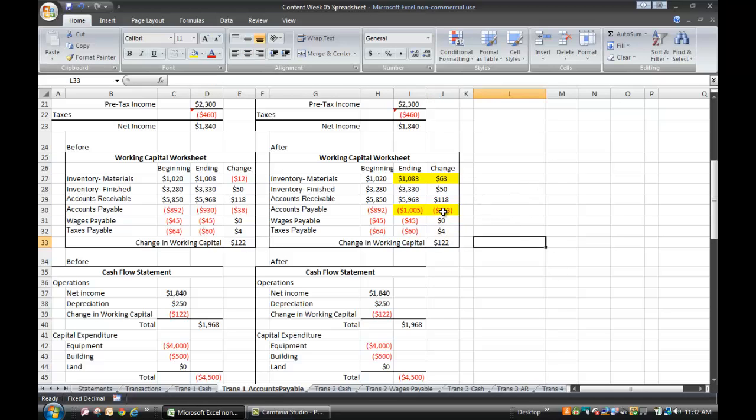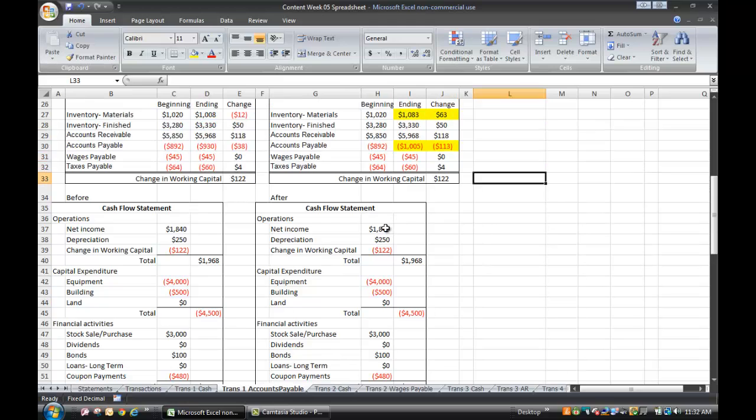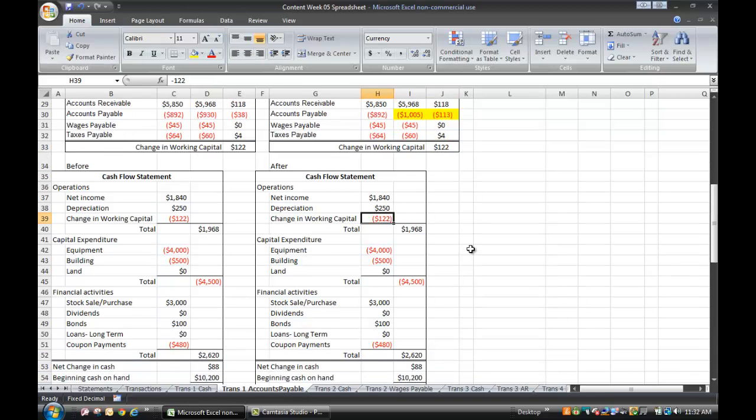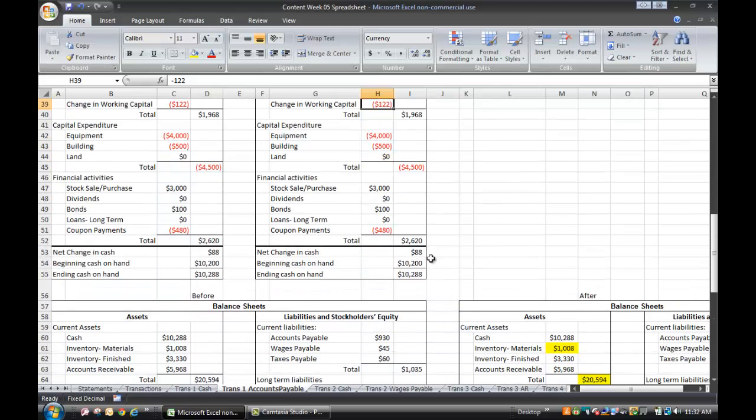We didn't pay anybody any money, no cash flowed. So the effect on the cash flow statement is going to be this. This stays at 122, no change, and that's the only thing that is affected by this purchase. And so the balance down here is still 10,288.